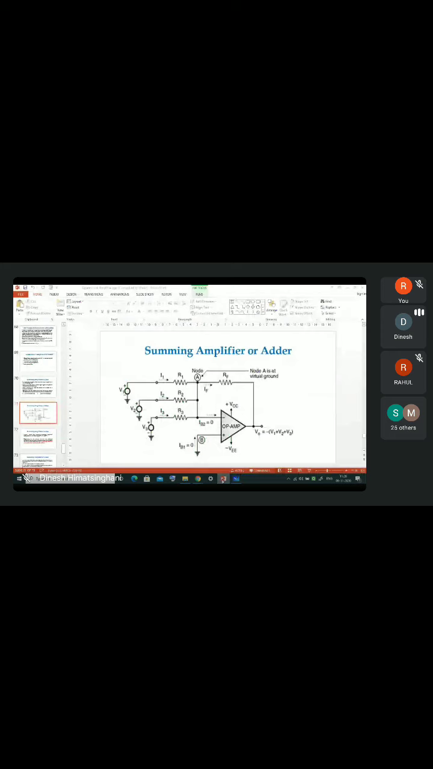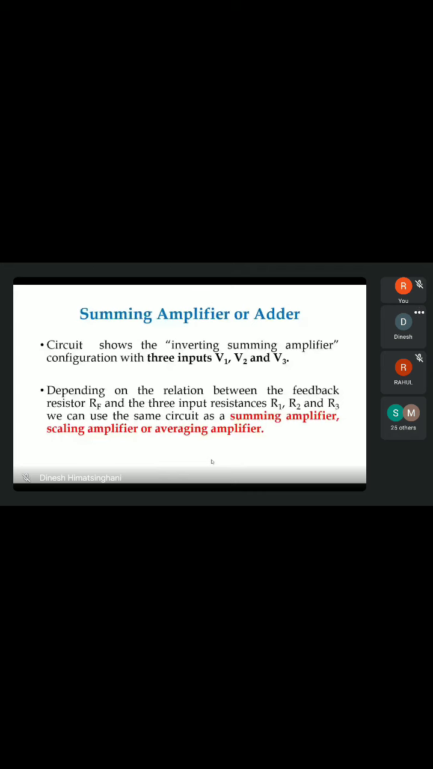The circuit shows the inverting amplifier with three inputs, V1, V2, V3. Depending on the relationship between RF and the three input resistances, we can use the same circuit. Please understand this. I've shown you how it works like a summing amplifier, scaling amplifier. I'm going to show you how you can make the same circuit look like an average. That average is V1 plus V2 plus V3, the whole divided by 3.